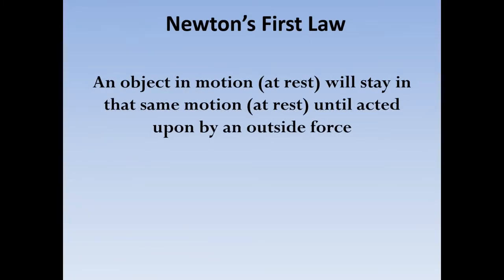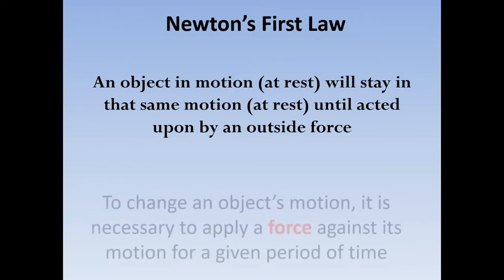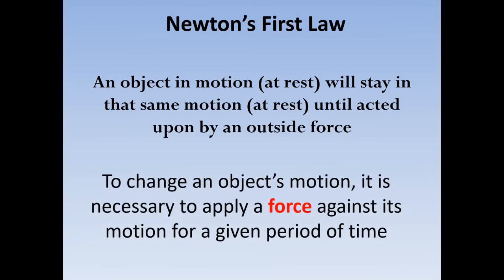Remember, Newton's first law says that an object will keep doing what it's doing until its forces become unbalanced. So in order to change an object's motion, we need to apply some new force for a period of time. If we have an object just sitting there, we need to come along and apply a certain amount of force to get it to move. If the object is already moving, we can change that motion by applying a new force. So in order to change an object's motion, we have to apply a new force against its motion for a given period of time.